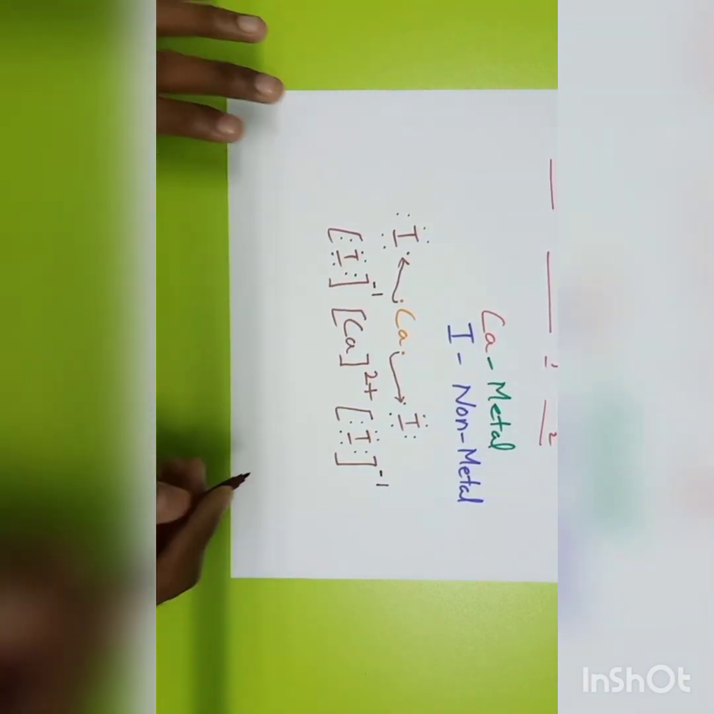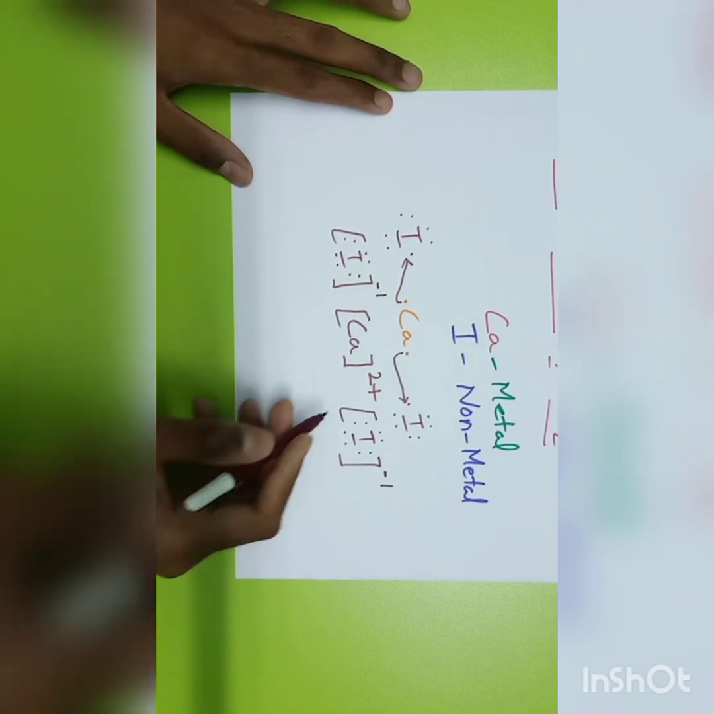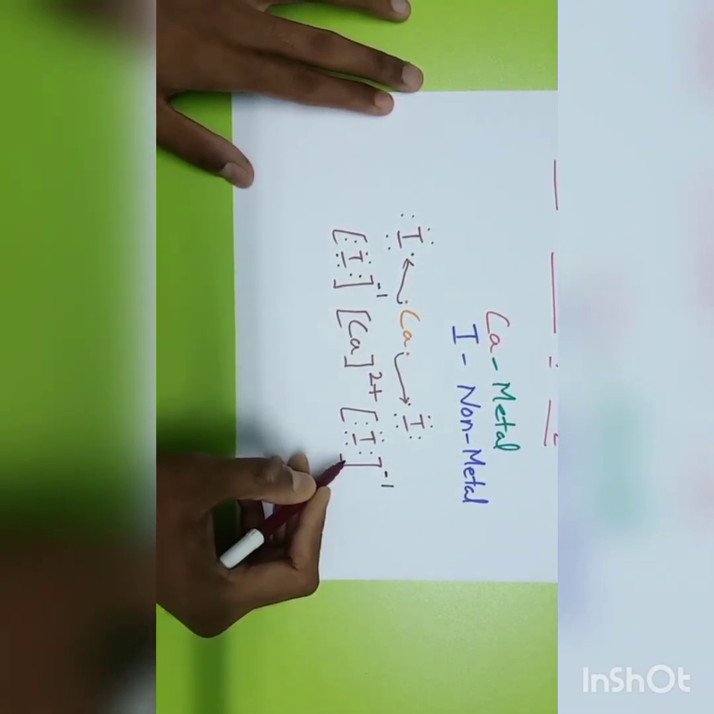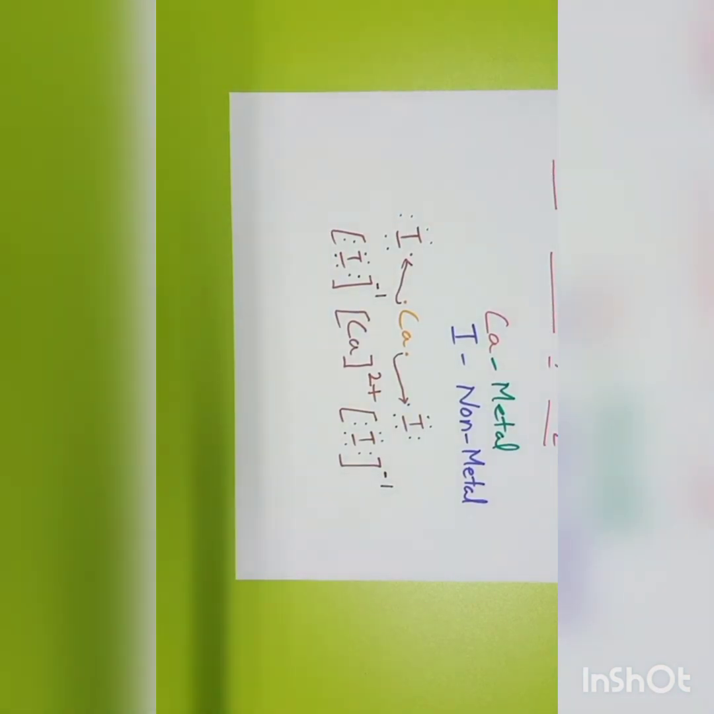So CaI2 is the calcium iodide compound, and yes, this is a metal and these two are the non-metals. So that's how you have to draw the Lewis structure of calcium iodide.